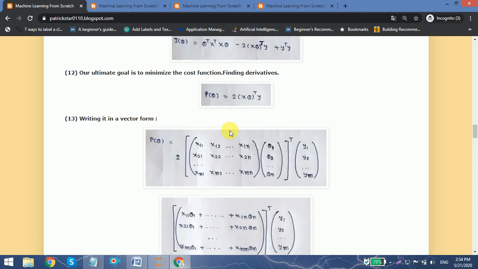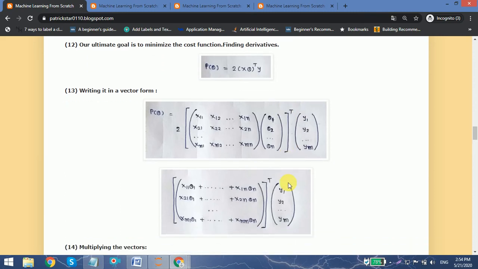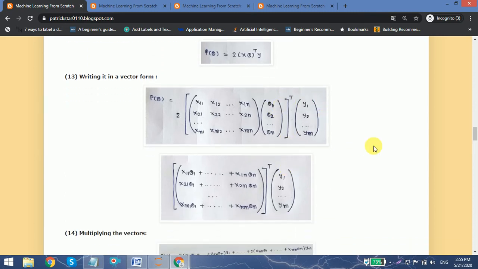Okay, so our second element is 2 X theta transpose into y. So here is 2 and here is our x matrix and here is our theta vector, and we are going to transpose it, and here is our y vector. I think it is easy to see here. Okay, so now we are going to multiply it. How the multiplication occurs is we take the first row and multiply it with the first column. So x11 theta 1 plus x12 theta 2 plus up to plus x1n theta n. Then the same thing for each row here. Okay, you can see it here.